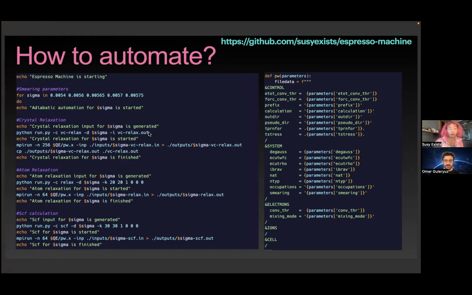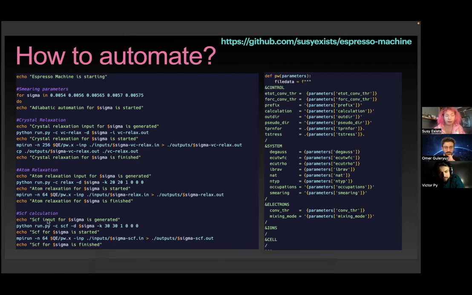If you have some experimental value, or if you just want to perturb the atoms or shift them to see how it changes the overall system, we make an atom relaxation, and it helps us find the ground state minimum energy for each individual atom. And then we can run the self-consistent field calculation.